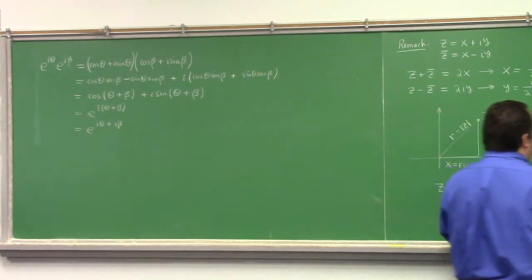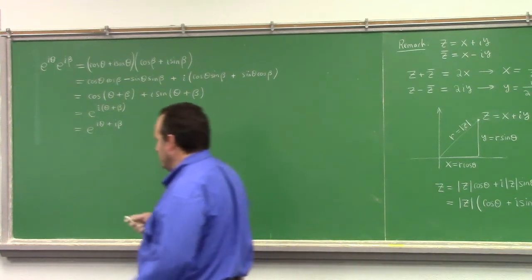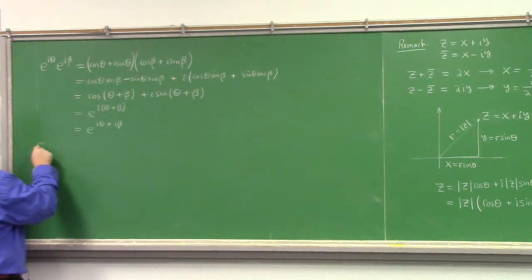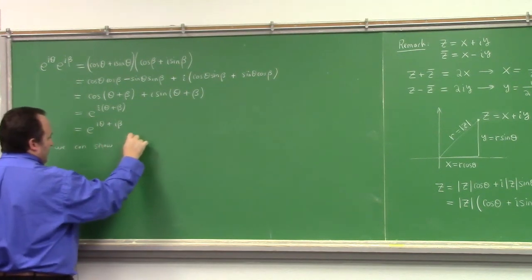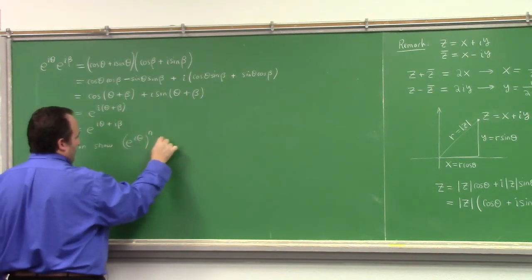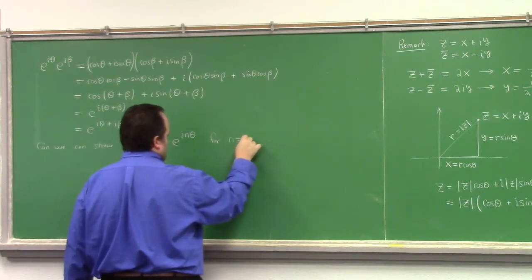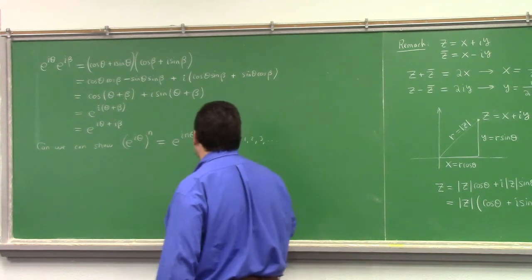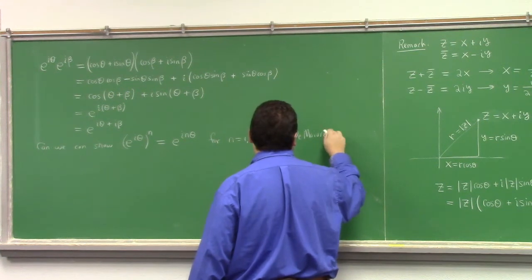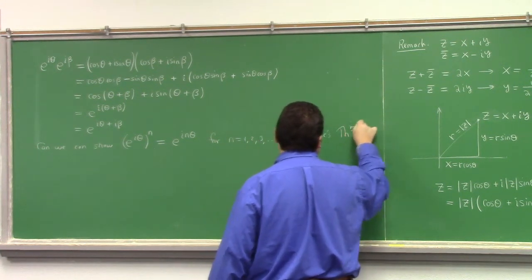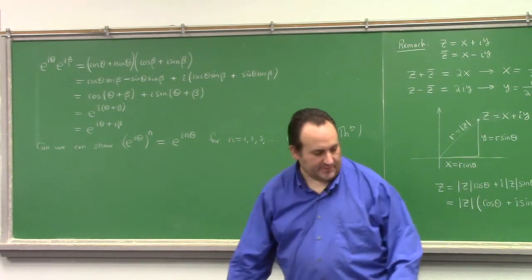Now, to prove this last one here, it's a little bit slipperier, but for the sake of time today, I'll just say we can show that e to the I theta raised to the n power is equal to e to the I n theta for n equals 1, 2, 3, and so on. This is known as de Moivre's theorem. I can't say de Moivre, so I just mispronounce it. That's just kind of a passing comment here for today.